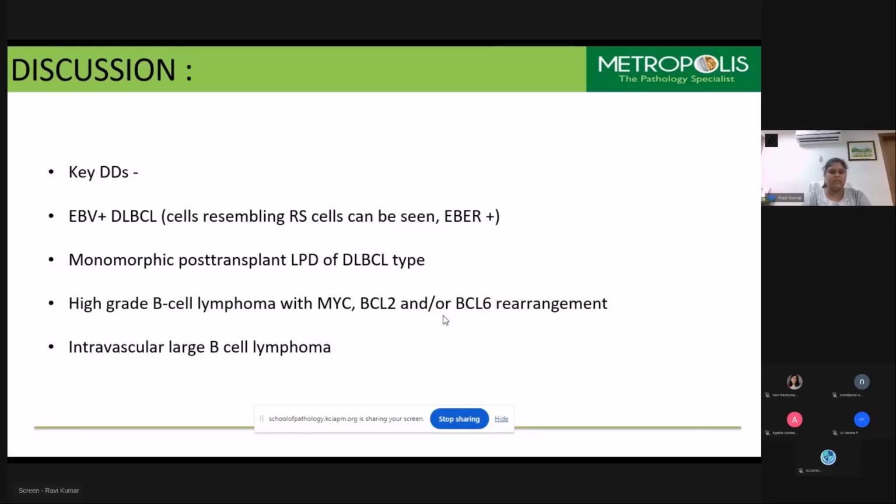Now, what are the key DDs of DLBCL? There is an entity called EBV positive DLBCL. The immunoprofile is similar to DLBCL, but EBER-ISH is positive, and on microscopy they may have cells resembling RS cells. In these cases, CD30 will be negative, CD20 will be strongly positive, which is opposite to what you see in Hodgkin's lymphoma. Also, there is an entity called monomorphic post-transplant lymphoproliferative disorder of DLBCL type. Morphologically, there is no difference. Only you have to ask for the history of transplant, and the patient will be taking immunosuppressive therapy.